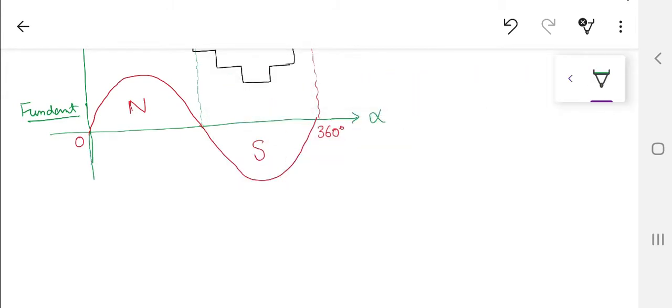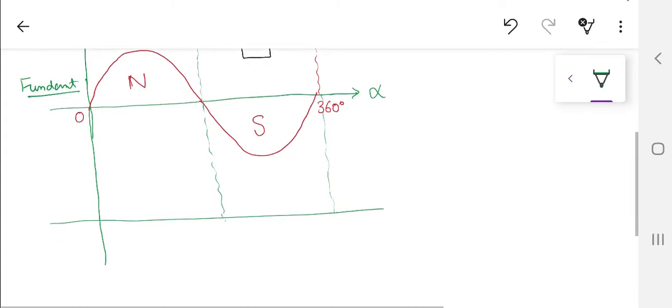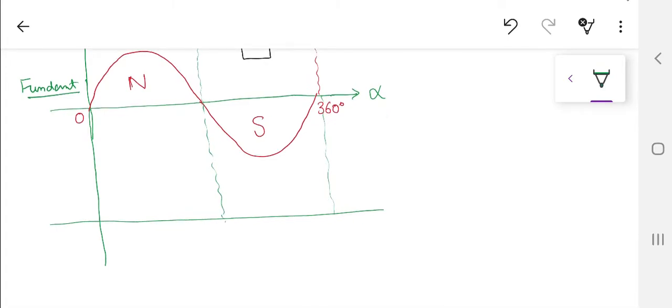So the third harmonic, if I draw that one over here, and this is the middle line, that is 180 degrees over here. Now for the third harmonic, just like the fundamental, this means that they are going to be the multiples of the fundamental, that is actually the third multiple of this one.